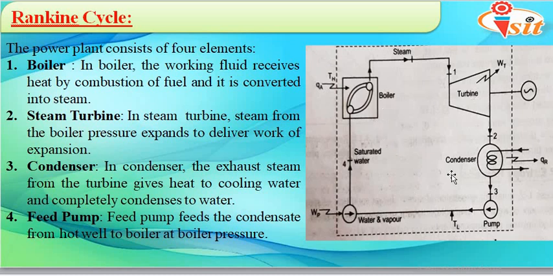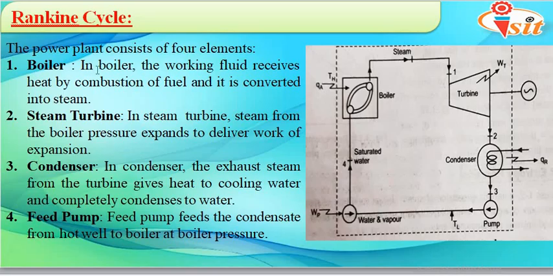So this entire system can be converted into four processes. So we are going to discuss these processes in detail. So let us first see about different components of the power plant. So we will be starting from this element, that is boiler. So as we know, in the boiler we are converting water into steam in this region.